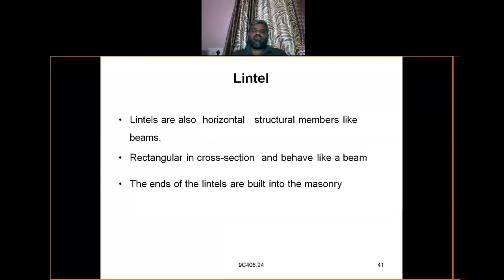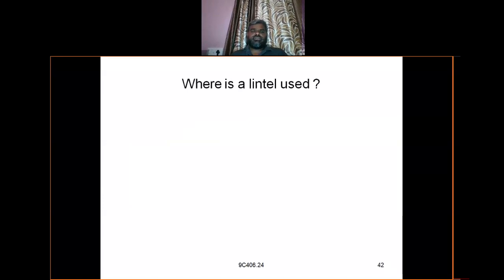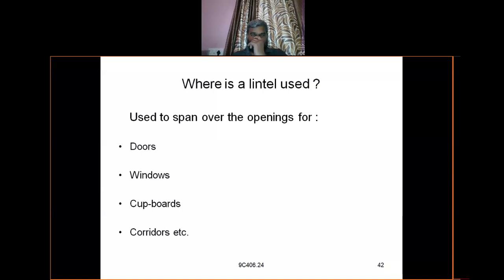Lintels are also horizontal structural members like beams, rectangular in construction, and behave like a beam. The ends of the lintel are built into the masonry. They transfer load coming over them onto the wall on which they rest. So where is a lintel used? Lintels are used to span over the openings for doors, windows, cupboards, and corridors also.